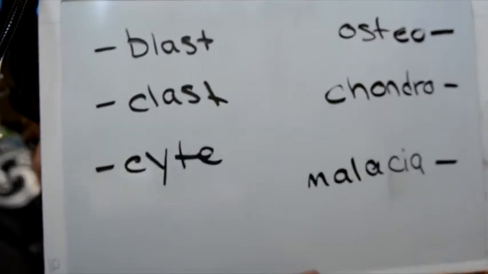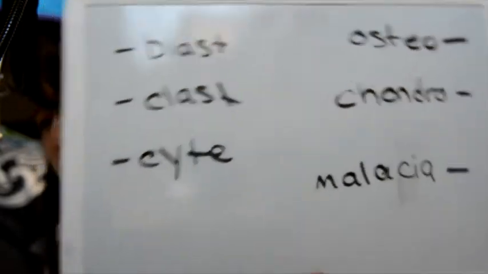So something super important to remember, and to continually learn throughout the whole semester, is suffixes and prefixes of a whole bunch of these words, because if you do learn them, they will increase your learning speed super fast, and you'll be super efficient. You'll be able to pull apart words and understand things way quicker than if you don't know them. So for example, here are my examples. So we have here blast, clast, cyte, osteo, chondro, and malacia.